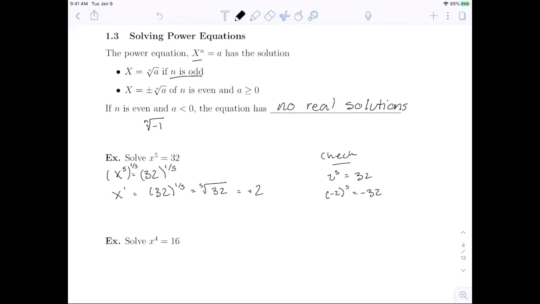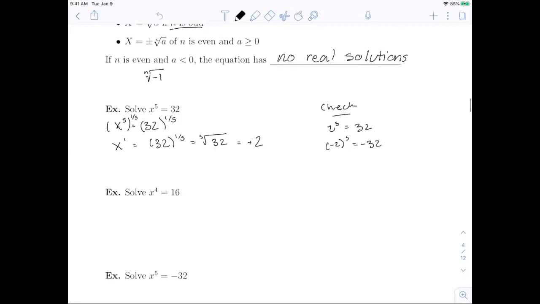Okie dokie. So now I have x to the 4th equaling 16. Just like before, I'm going to raise everything to the 1/4. So I'm going to get x equaling the 4th root of 16, which what can I simplify that to? Plus or minus 2. Oh, not square root. Just 2, right?